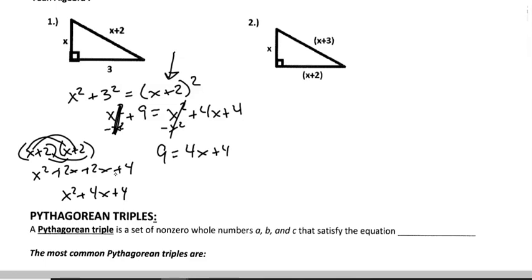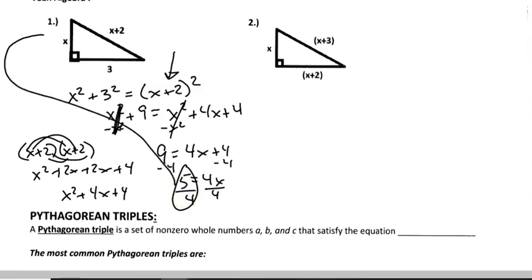And now we can go over and solve this. Minus 4, that's 5 equals 4x. Divide by 4, divide by 4. You get 5/4. Check to make sure that it actually works and it makes sense for a problem. Is it possible for those side lengths to be 5/4 and then 2 plus 5/4? It is. Okay. There you go. Now let's go ahead and look at this one right here.